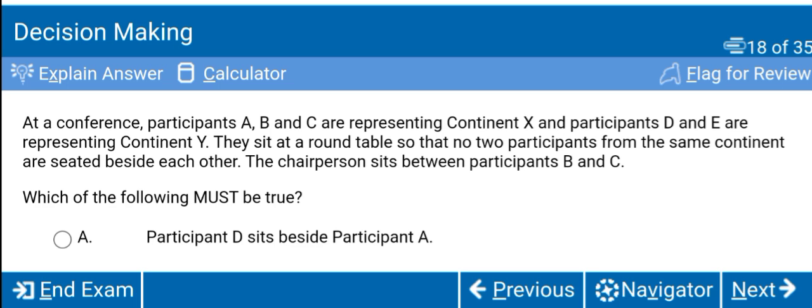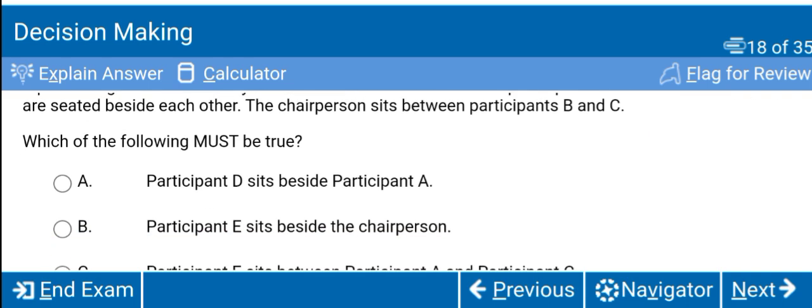which is: at a conference, participants A, B, and C are representing continent X, and participants D and E are representing continent Y. They sit at a round table so that no two participants from the same continent are seated beside each other. The chairperson sits between participant B and C. So the question is, which of the following must be true?